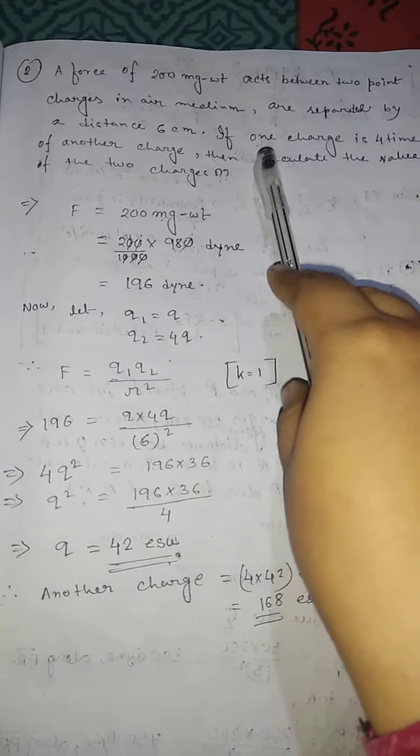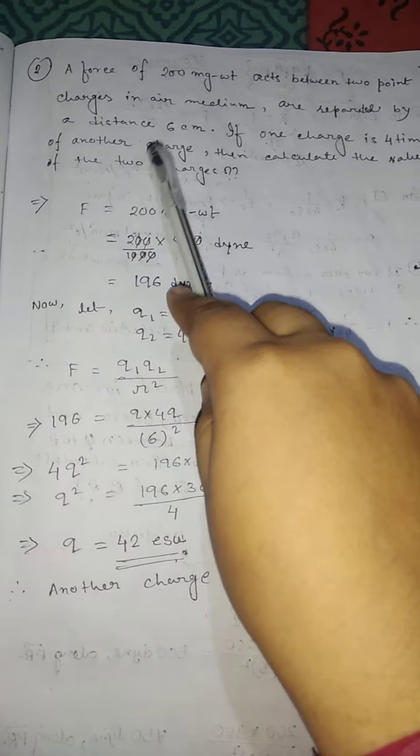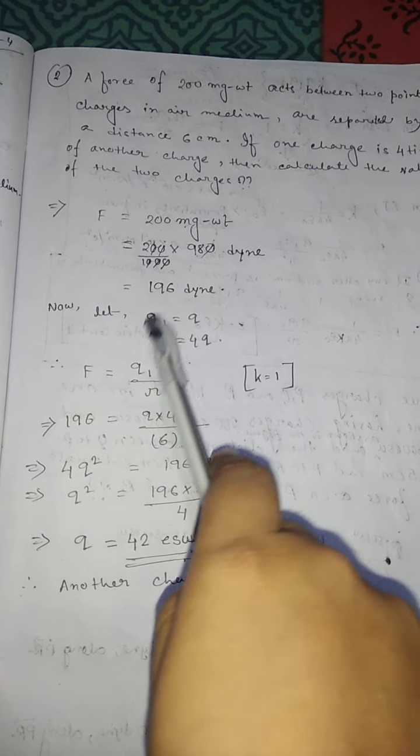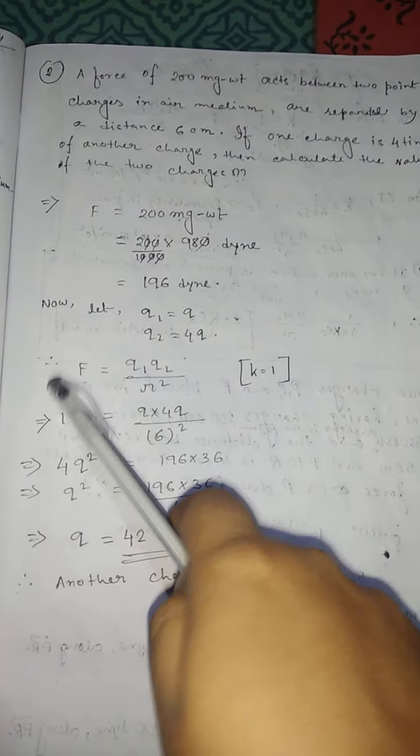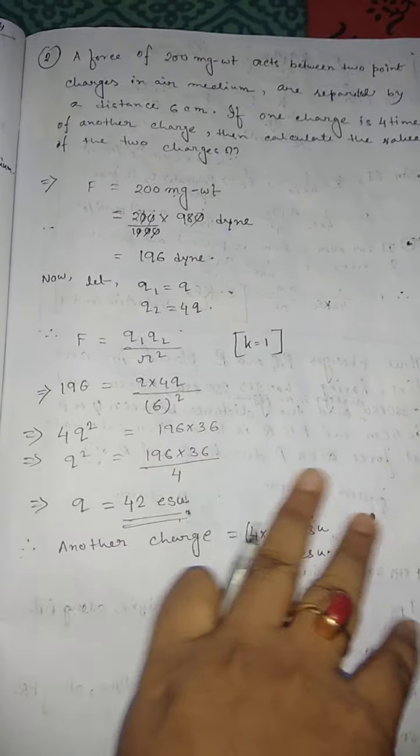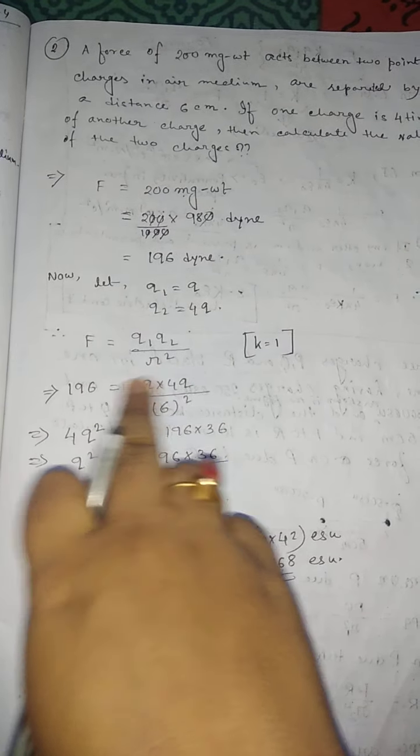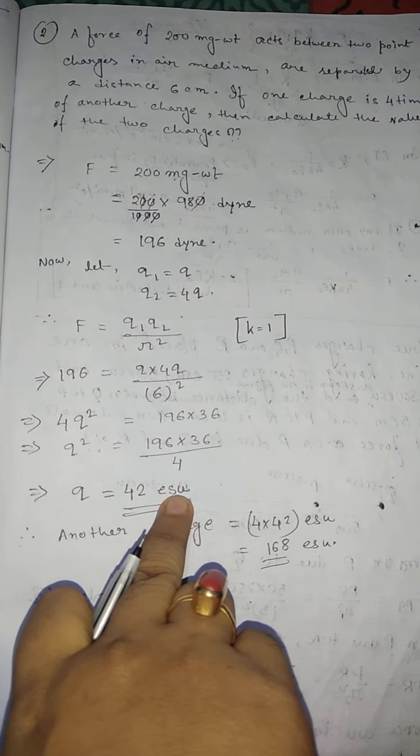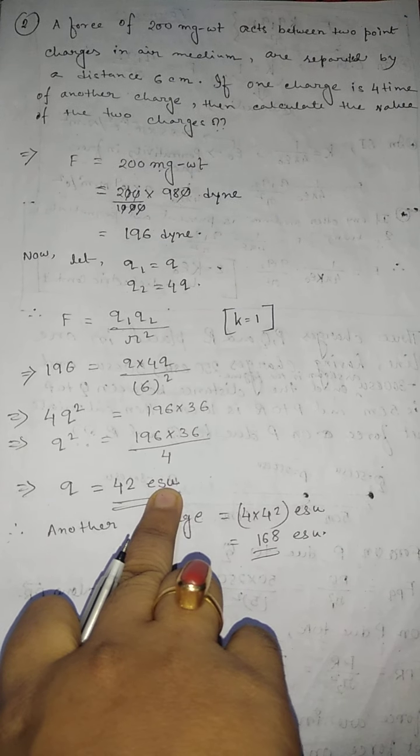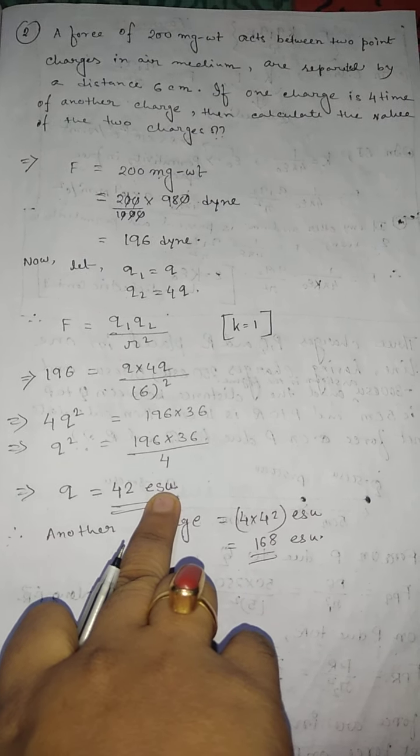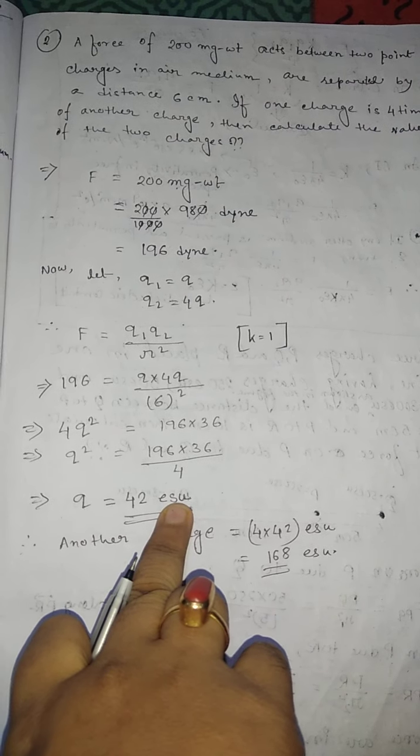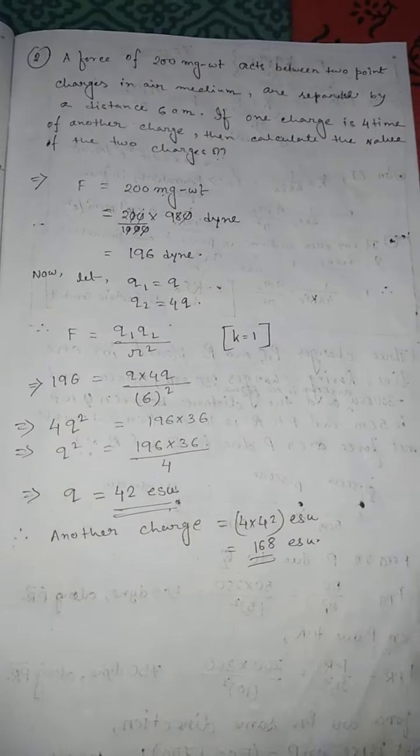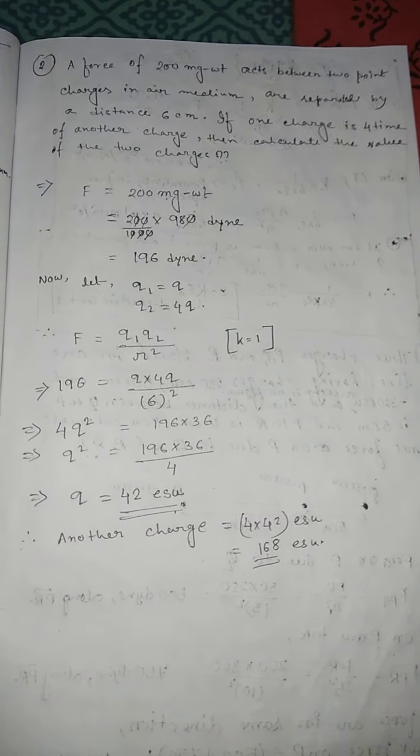And here it's given that one charge is 4 times the other charge. So if we consider the first charge Q1 equals Q and Q2 equals 4Q, in air medium K value is 1. So F equals Q1 Q2 by R square, 196. We place the values here and we get Q equals 42 ESU. We know that in the CGS system the unit of charge is ESU, electrostatic unit. So one charge is 42, and the other charge is 4 times that, so multiplied by 4 we get 168 ESU.